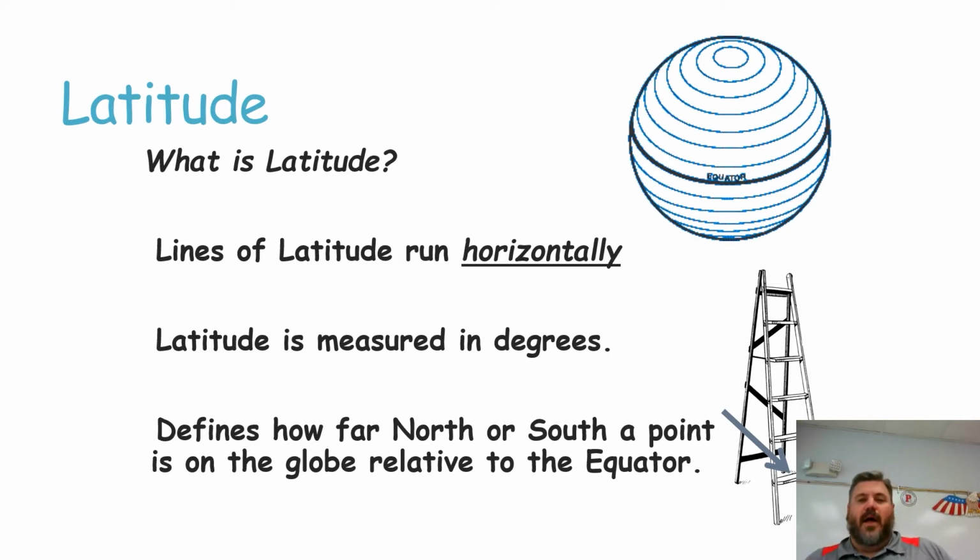So latitude lines run horizontally, and they're measured in degrees, like when you think of a compass. If you've done geometry, or will be taking geometry at some point, you're measuring things in degrees because Earth is round. So in order to measure things around, we use degrees. The equator is always going to be 0 degrees, and then it goes up from there, heading towards the North Pole, and then eventually heading towards the South Pole.